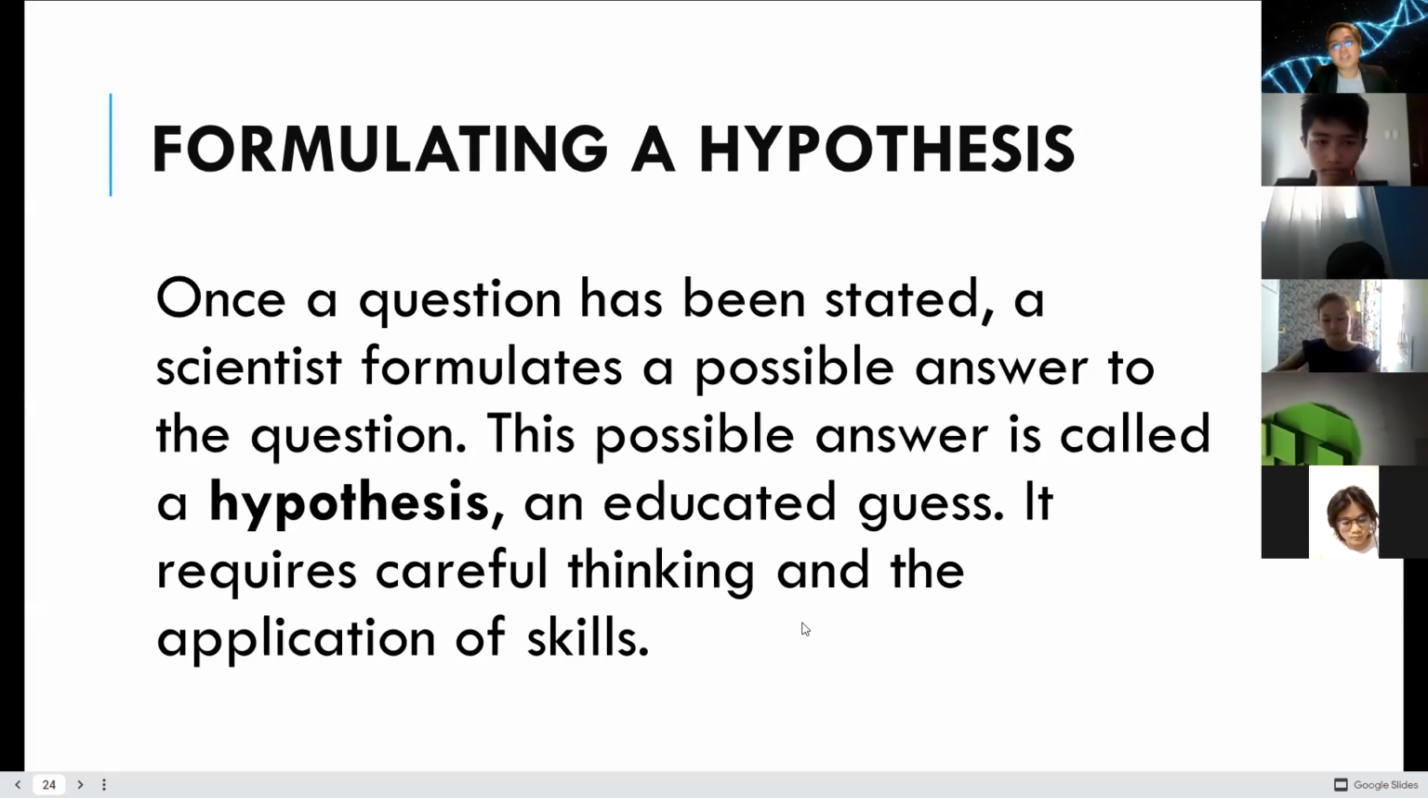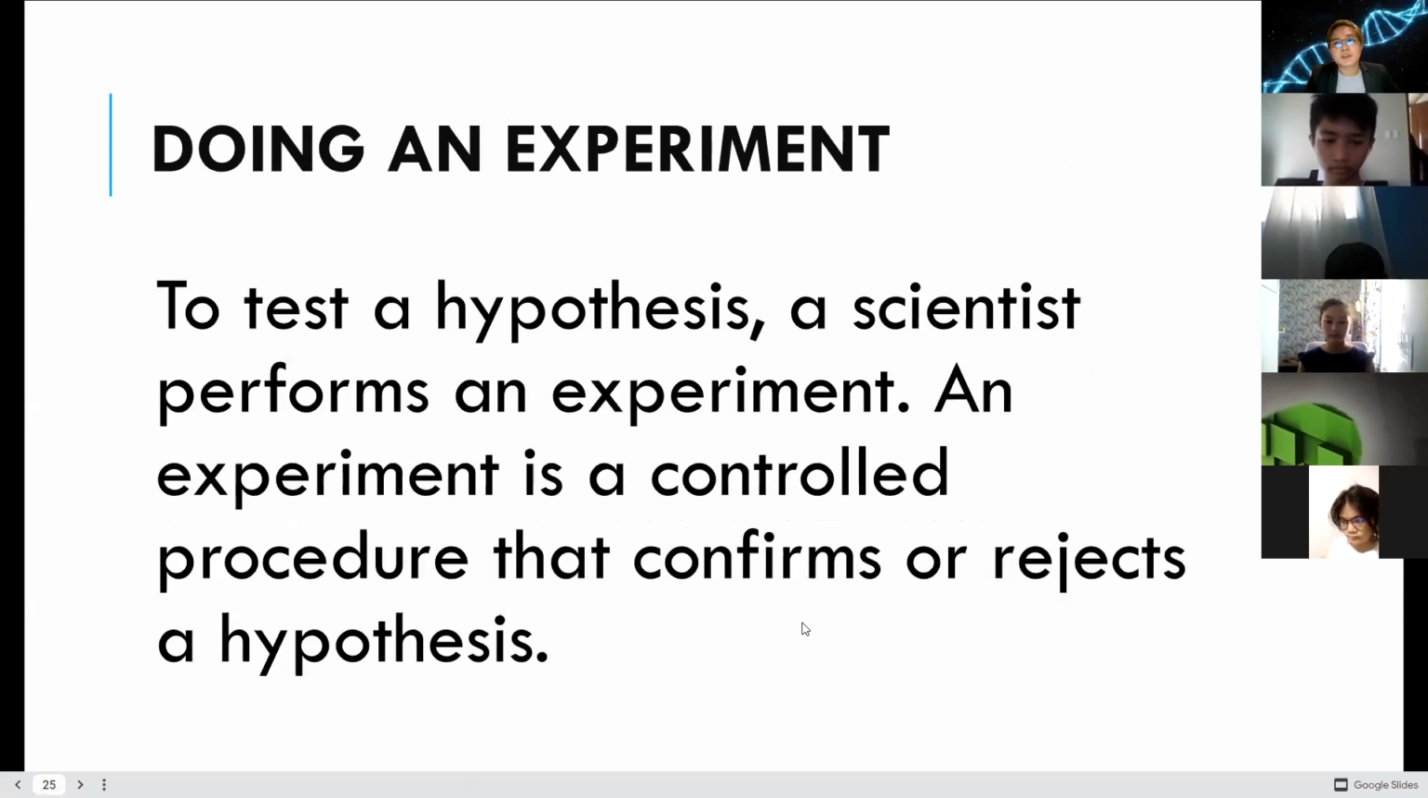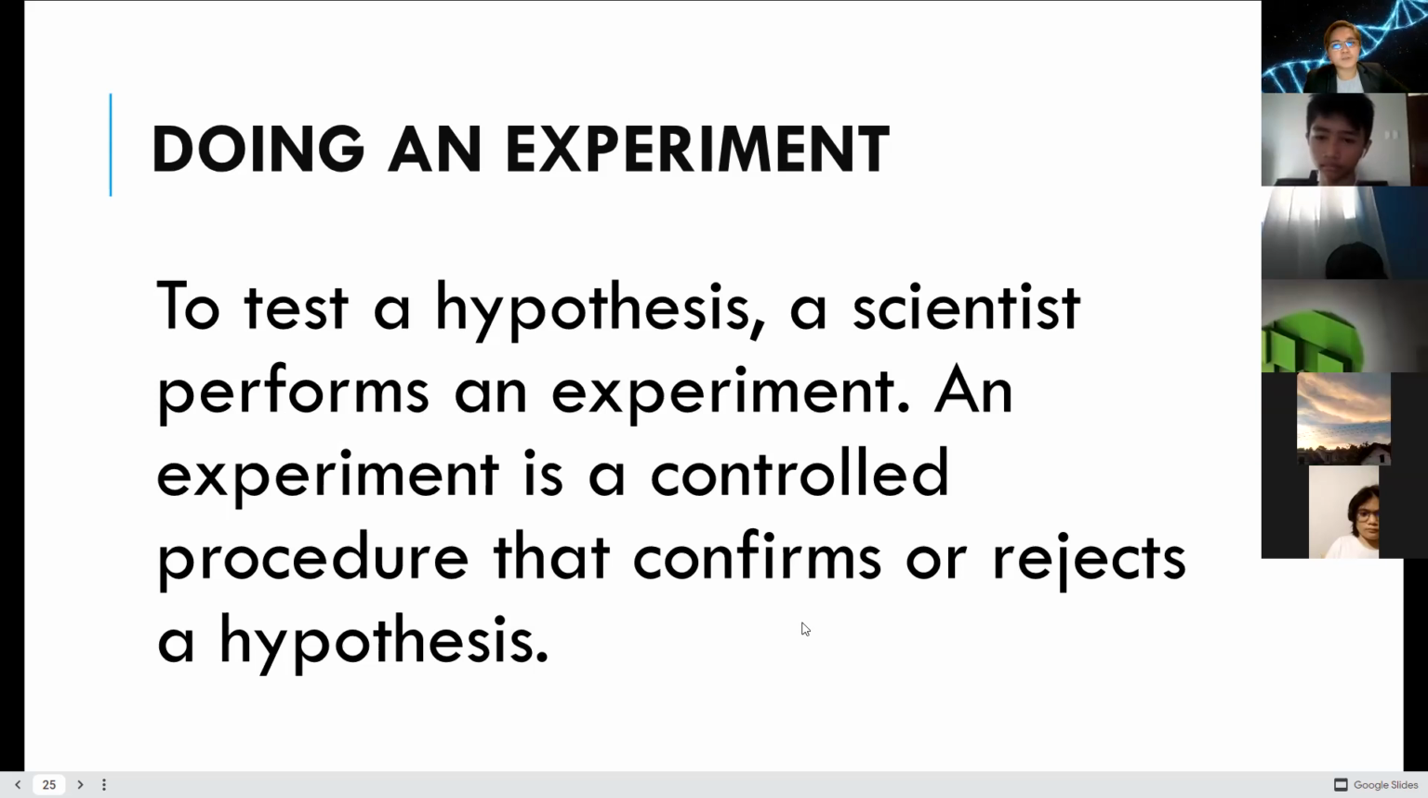An educated guess. It requires careful thinking and application of skills. It will not stop there, because you will be testing your hypothesis through an experiment. To test a hypothesis, a scientist performs an experiment. An experiment is a controlled procedure that confirms or rejects your hypothesis.